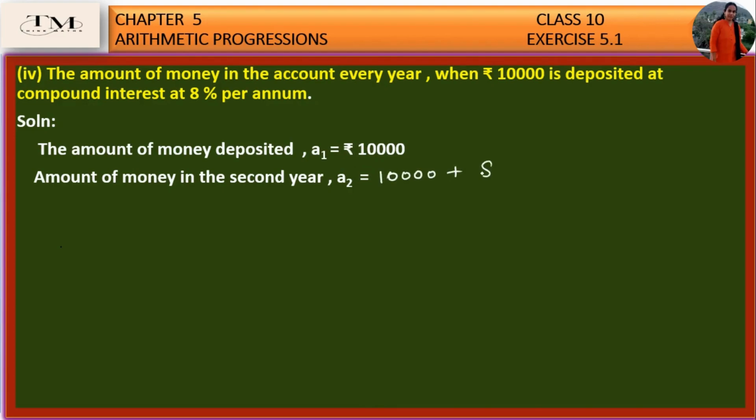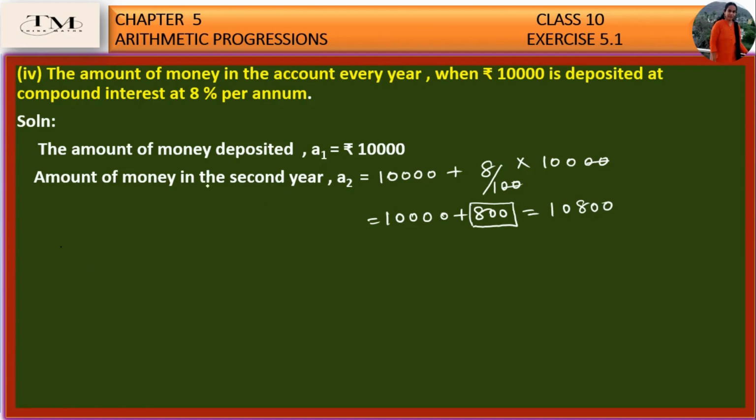So if you apply interest to this amount, interest is 8% of the amount, which is 10,000. So cancel the two zeros. So it is 100 here. 8 into 100, it is 800. So 10,000 plus 800, which is equal to 10,800. So now here we are adding 800. So this 800 should be the same. Otherwise, it is not an AP.